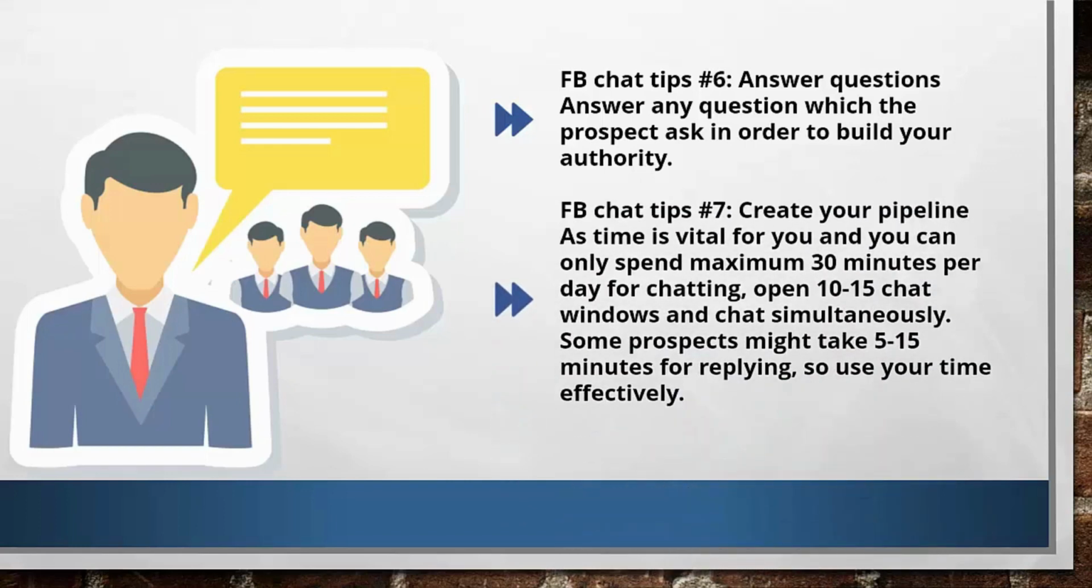Tip number 7. Create your pipeline. This is very, very important. Remember, you can have 5,000 Facebook friends, plus thousands of followers. There are over 1 billion people on Facebook. There are millions in different target markets.